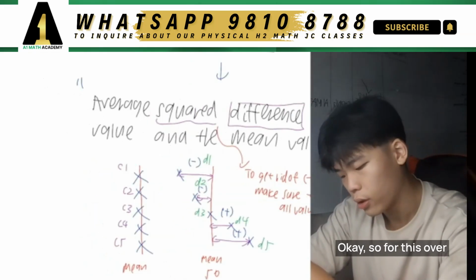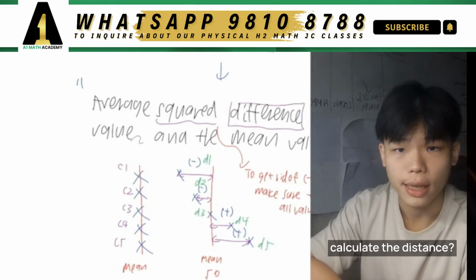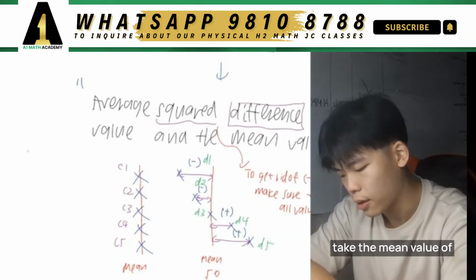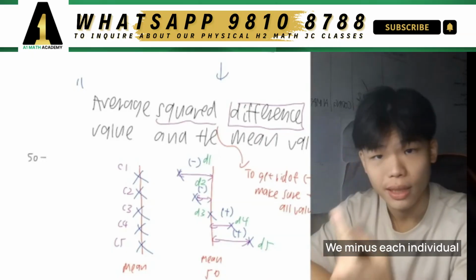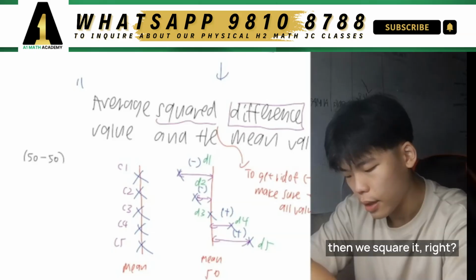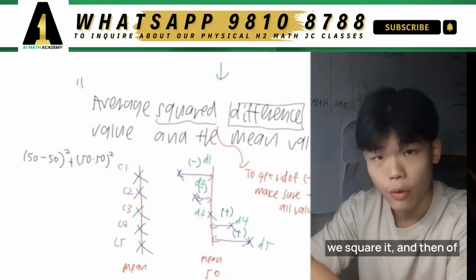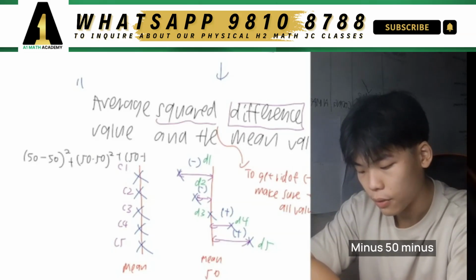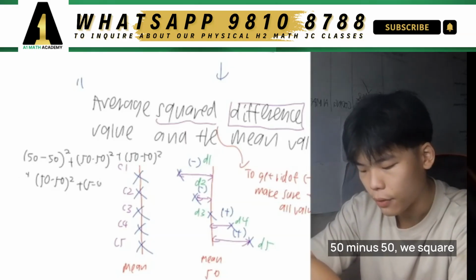So for this over here, we can see that the distance is 0. And how do we actually calculate the distance? What we do is we take the mean value of 50 minus the 50. We minus each individual value, so minus 50, and then we square it. And then over here would be 50 minus 50, and then we square it. And then of course we repeat: 50 minus 50, we square it, 50 minus 50, we square it, 50 minus 50, we square it.